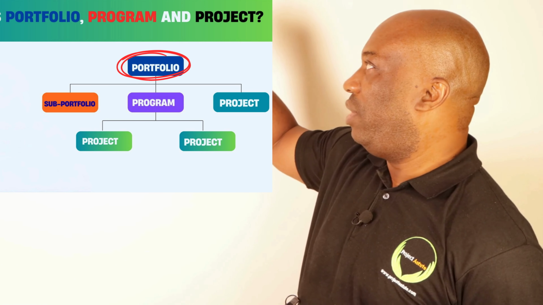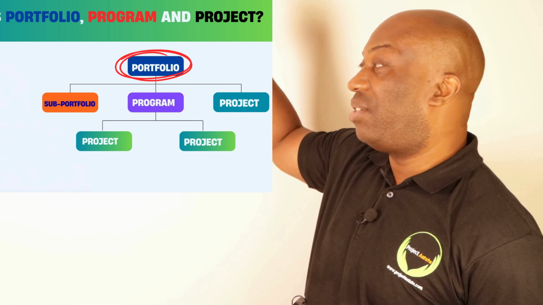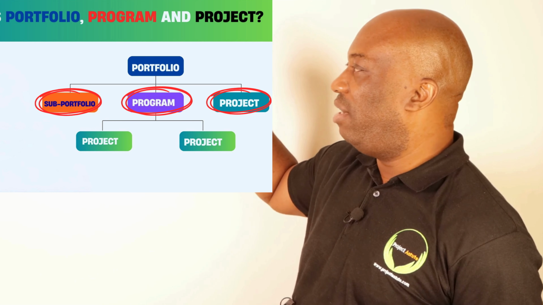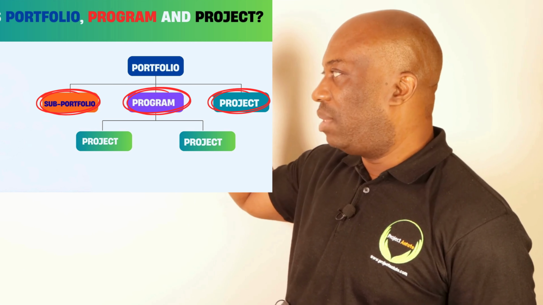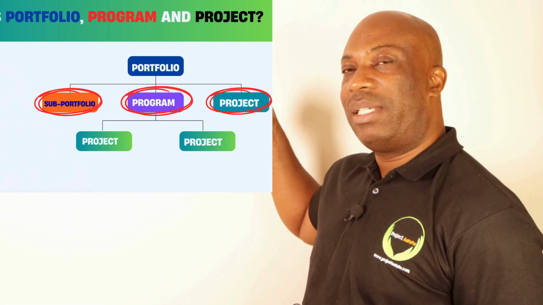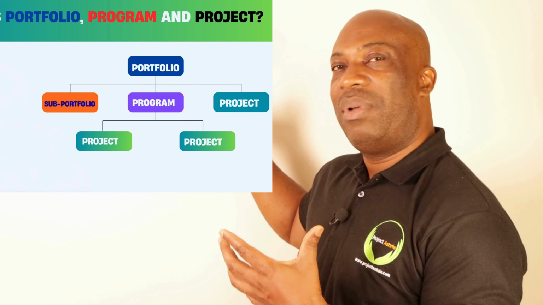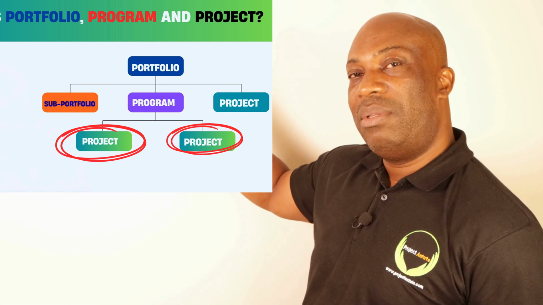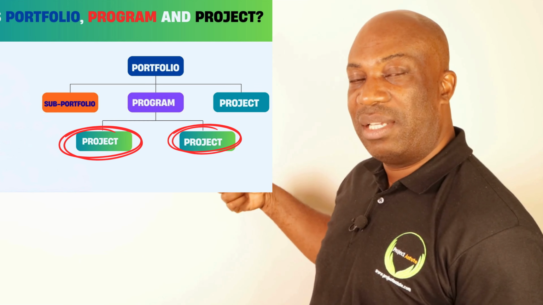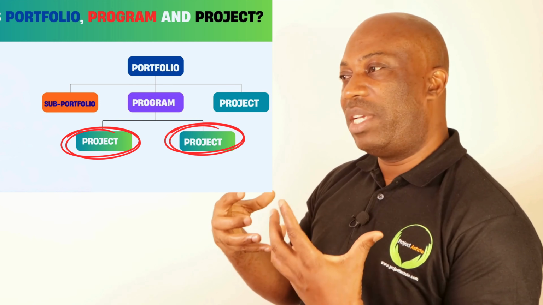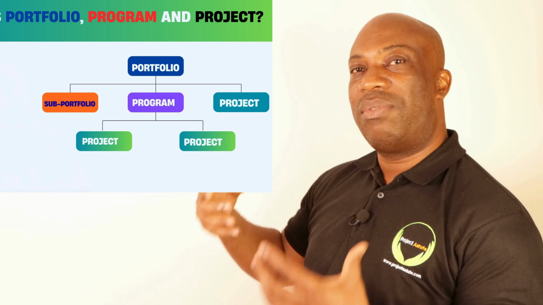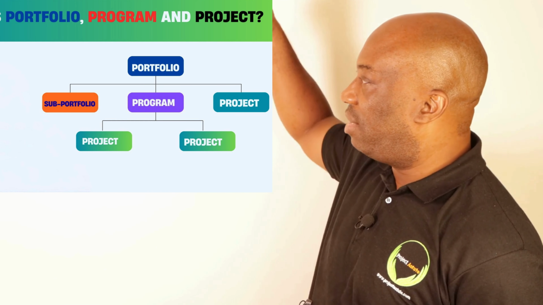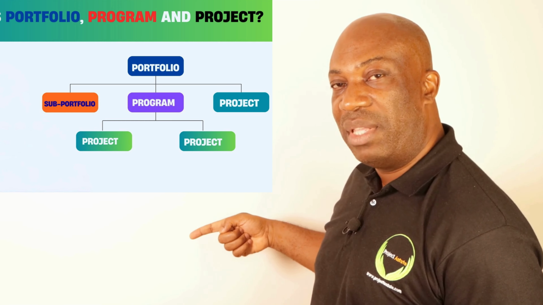At high level, you have the portfolio management, which is at a strategic level. And then below the portfolio management, you also have a group of sub-portfolios, programs, and projects. So that is what makes up a portfolio. Then below the program, you have projects. So a program is a collection of projects, and then a portfolio is a collection of sub-portfolios, programs, and also projects. It's very important to understand the distinction between these three items.